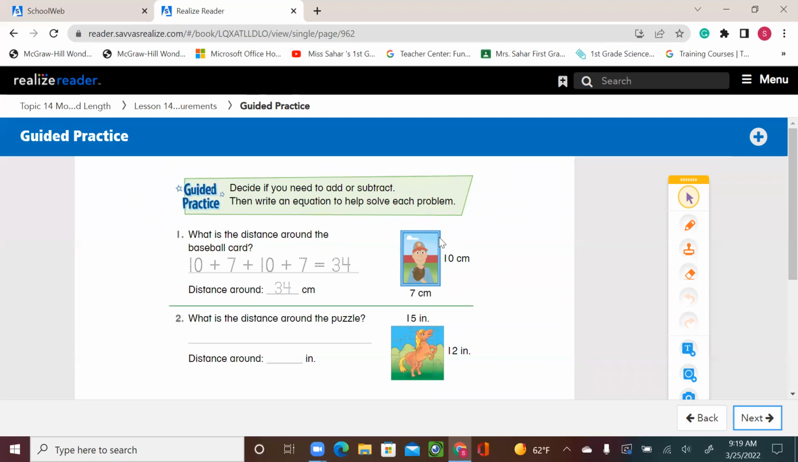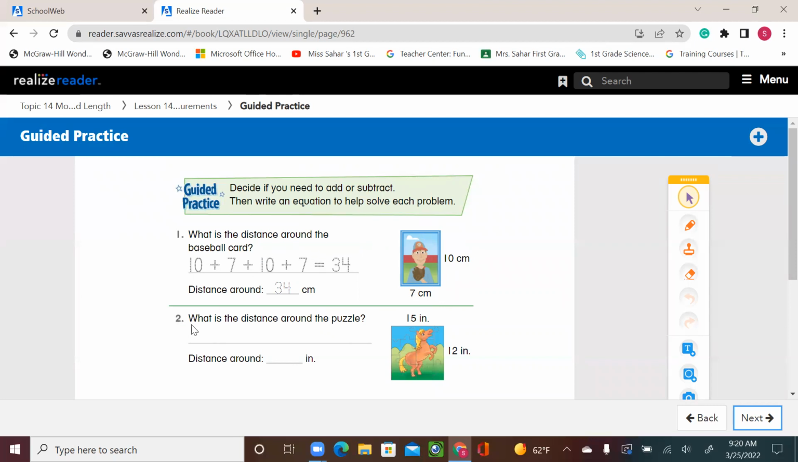And what we're going to do, we're going to add those 4 sides. So 10 centimeters plus 7 plus 10 plus 7. And then it's a normal addition equation. You can look for doubles, or you can add in different orders to make it easy for you to add.